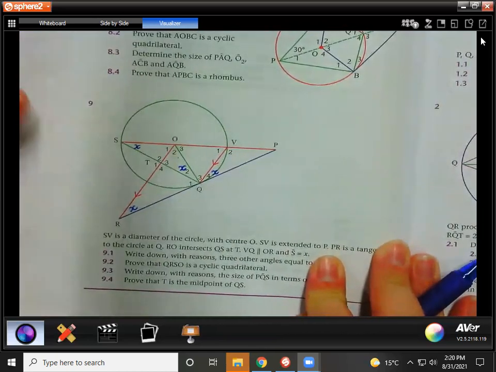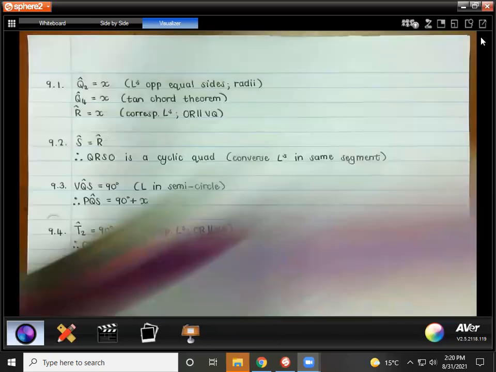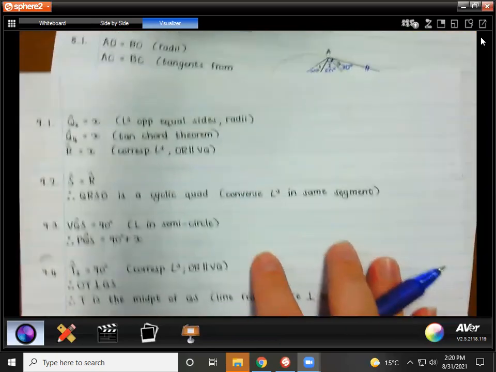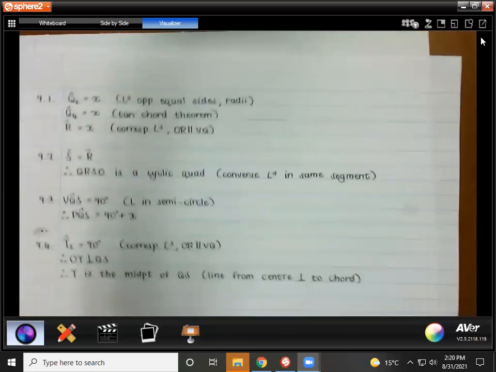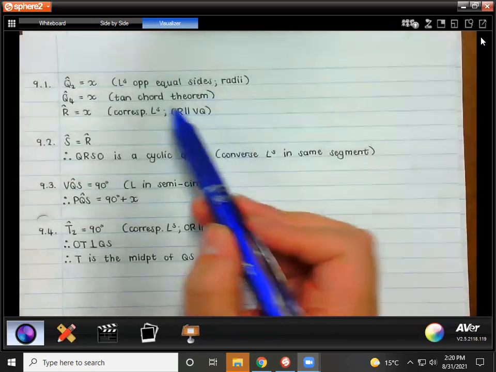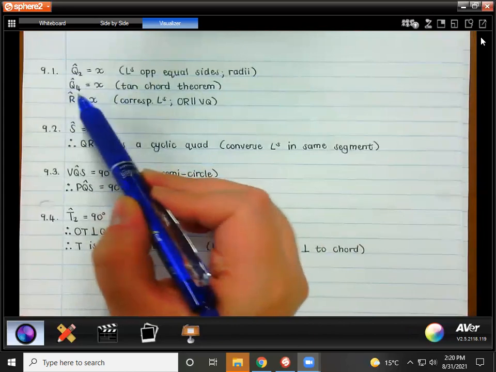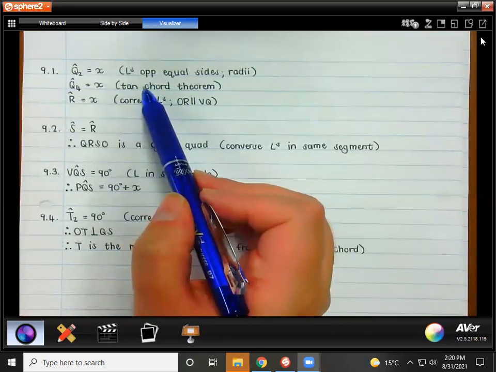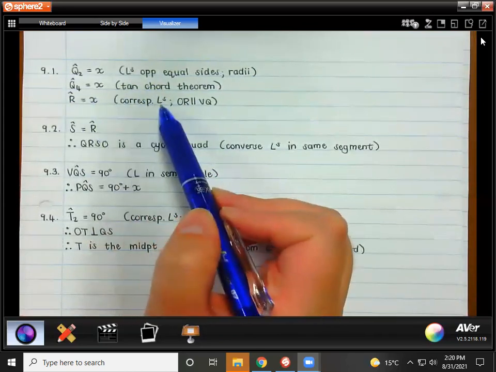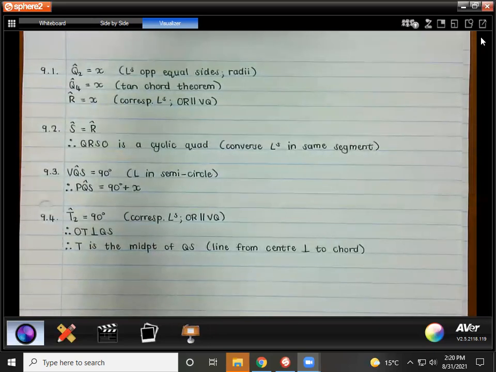Okay, so those are the 3 angles, guys. Let's see. I wrote them down. Q2 is equal to X because of angles opposite equal sides and radii. Then I said Q4 is equal to X because of tan chord theorem, and angle R is equal to X because of that F shape corresponding angles.